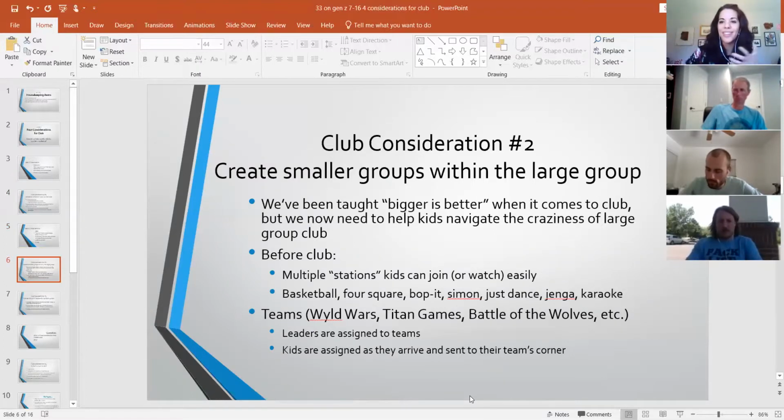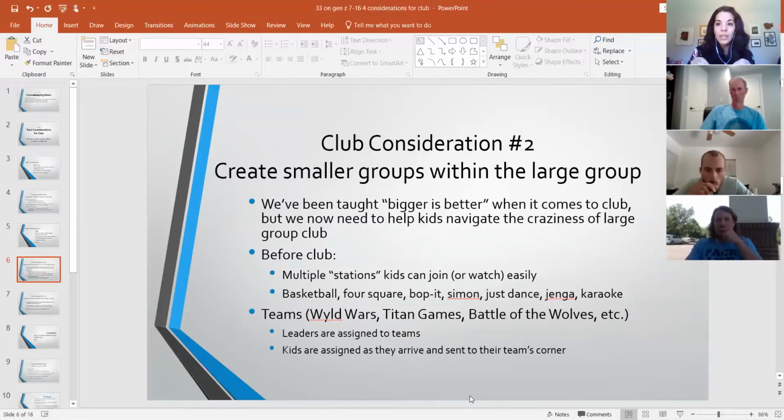So these number things have been really driven into us as what success is. But what we now need to do is help kids navigate the craziness of the large club. I'm sure many of you have been at club and watched kids come in, see the group, not see their friends, and immediately retreat into their phone, go into a corner. Sometimes I've seen with Wildlife, they'll text their mom and be like, can you come back and pick me up? They just don't know how to go out and engage with the big group.